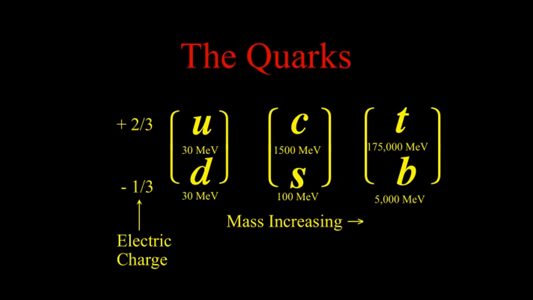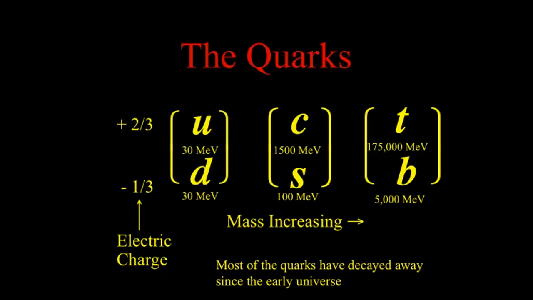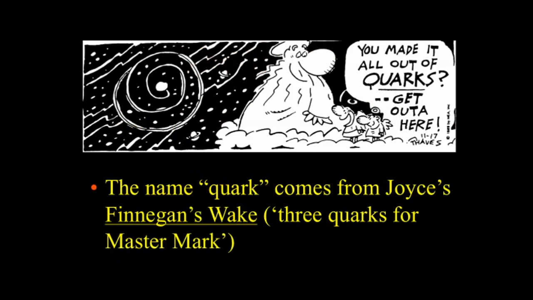Notice the trend that on this chart, mass seems to be increasing to the right. In the early universe, all of these quarks were thought to be present, but the heavier ones have had the opportunity, because of their bigger mass, to decay into the lighter ones. So we're left today with only the far left column, the ups and the downs, remaining.